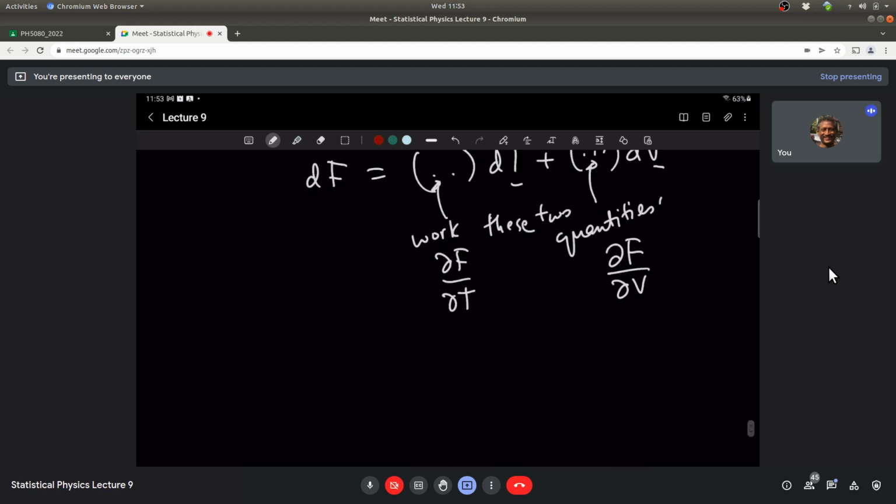Any other comments? Yeah, so just go back and do these things. But remember, whatever we have done in statistical mechanics should be compatible with whatever we know in thermodynamics, and it is. Okay. So any more questions?